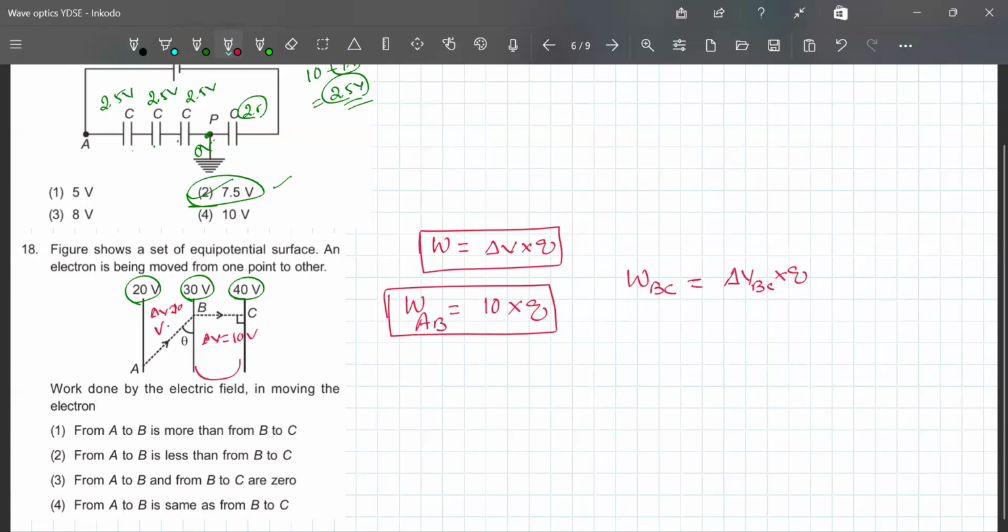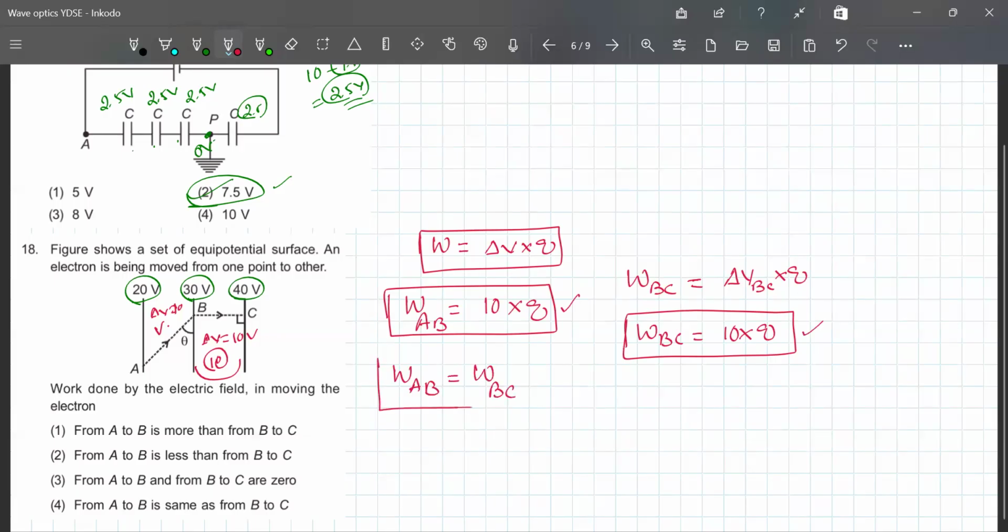What is the potential difference between these two? 30 minus 40, it becomes 10 volts only. So W_BC equals 10 into Q. Now see the two equations. Here also 10 Q, here also 10 Q. So the work done to move a charge from A to B is equal to the work done to move a charge from B to C. So what is the correct answer here? Option 4 is the correct answer.